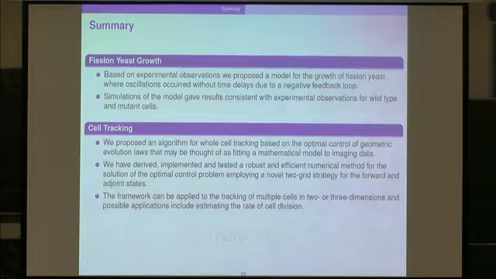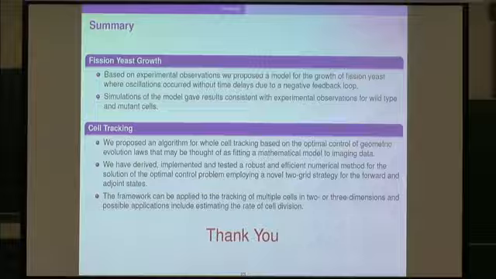As I showed you in some results, we can apply this framework to the tracking of multiple cells. A nice aspect of this approach is that you don't have to solve this so-called matching problem where you match one cell to the next one. This is done implicitly by the algorithm, and it works in 2 or 3 dimensions. One possible application may be if you want to try and estimate the rates of cell division within a population. And with that, I'll stop and thank you for your attention.